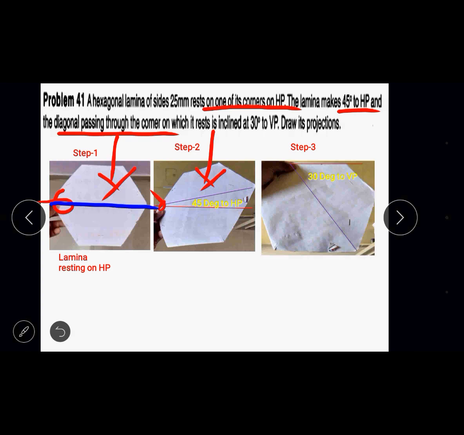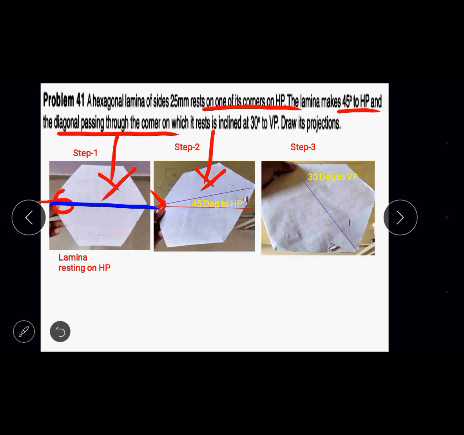As I told you, in HP resting or VP resting, category 1 or category 2, you come across the beta angle in the third step. If it is category 1, HP resting, the beta angle will be given in terms of VP. And in category 2, that is VP resting, in the third step you will find the beta angle with reference to HP. This you have to remember.